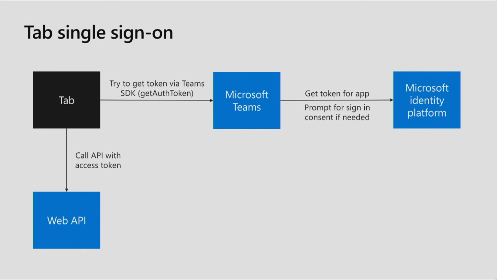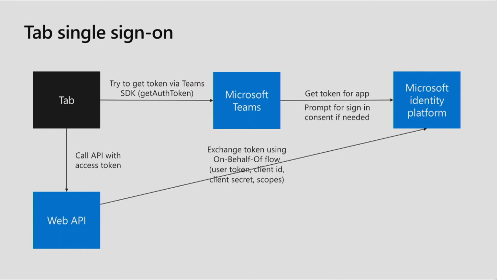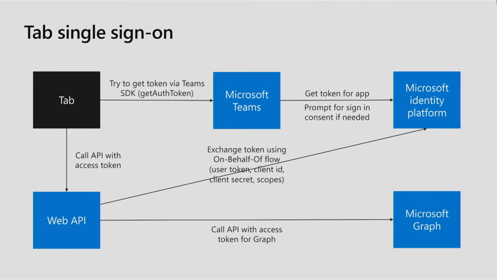Now that works well for authentication, which, again, like in the bot case, sometimes that's all that you need. But if you need to call another API, say if your tab wants to get information from Microsoft Graph, you can use the token that you received through SSO to get access tokens to other APIs through a mechanism called the on-behalf-of flow. You'd send a request to the Microsoft Identity Platform with the user's token, your client ID and secret, and the desired scopes. And if the user has already granted your app those permissions, then you'll receive a new token back, and you can then use that token to call the API that you wanted, which is in this case Microsoft Graph.